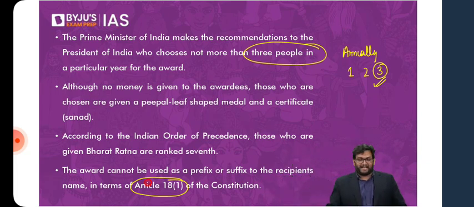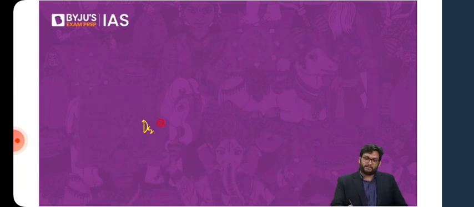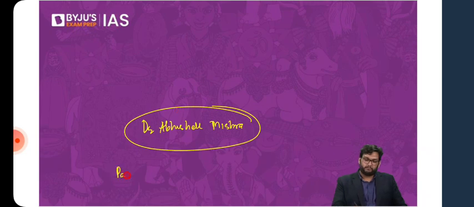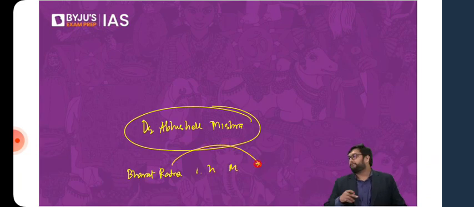Under it, it is believed that when it comes to legal purposes, if I want to, I can write Dr. Abhishek Mishra because it's an academic title which I've got. I cannot write Bharat Ratna Abhishek Mishra or Abhishek Mishra Bharat Ratna. Be it a prefix or a suffix, it cannot be used.